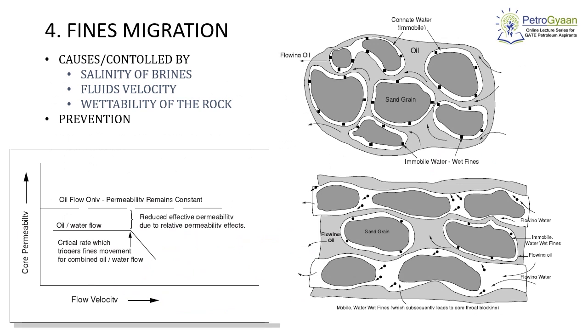Our next damage mechanism is fines migration. It is defined as the movement of fine clay and quartz particles from a sandstone reservoir or similar materials within the reservoir formation due to drag force during production. Fines migration may result from an unconsolidated or inherently unstable formation, or from the use of incompatible treatment fluids that liberate the fine particles.